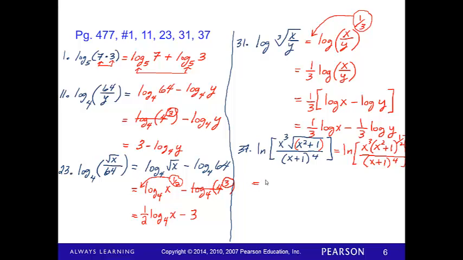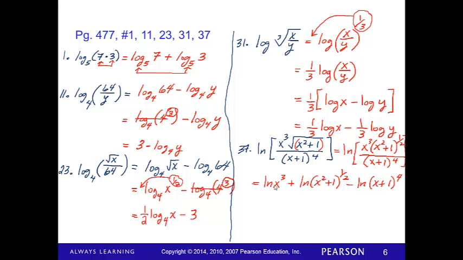So this will become the natural log of x to the third power plus the natural log of x squared plus 1 to the half power, because remember these two are multiplying, so they should be adding in between them, and then minus the natural log of x plus 1 raised to the fourth power. The x plus 1 to the fourth power is in the denominator, so it's dividing, so you should be subtracting its log.